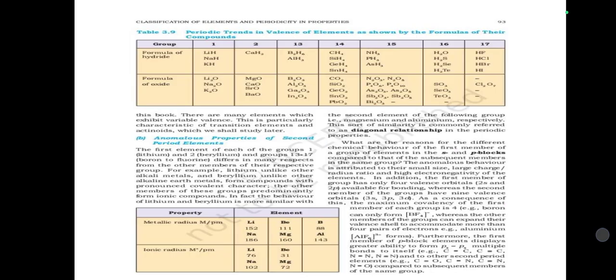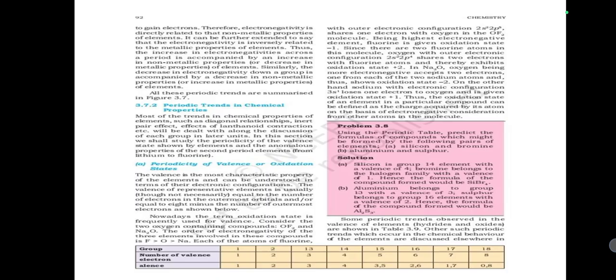Oxides of the elements on the left are basic and of the elements on the right are acidic in nature. Oxides of elements in the center are amphoteric or neutral. Classification of elements and periodicity in properties.